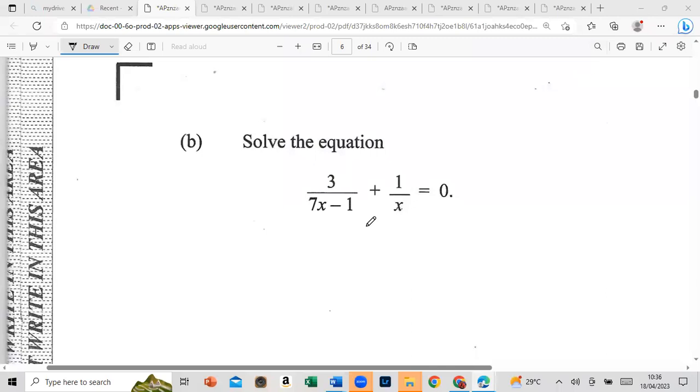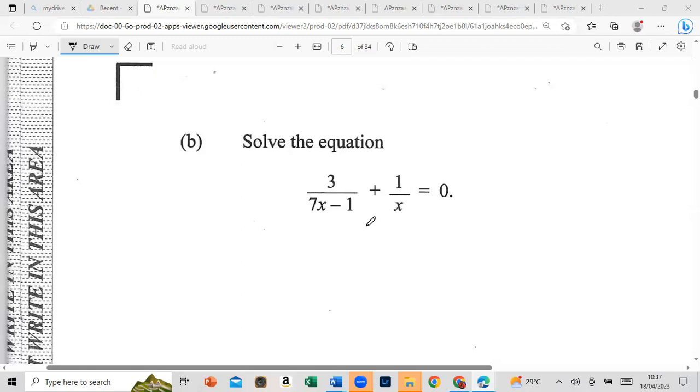Alright, this one should take you about 2 minutes. Let's go. It says solve the equation: 3 over 7x minus 1 plus 1 over x is equal to 0. So I'm going to give you guys 2 minutes to complete. Let's go, guys. Try. What's the answer for that one? 3 over 7x minus 1 plus 1 over x must equal 0. So you're expected to find the value of x. What would be the value of x to make that equation work out to 0?